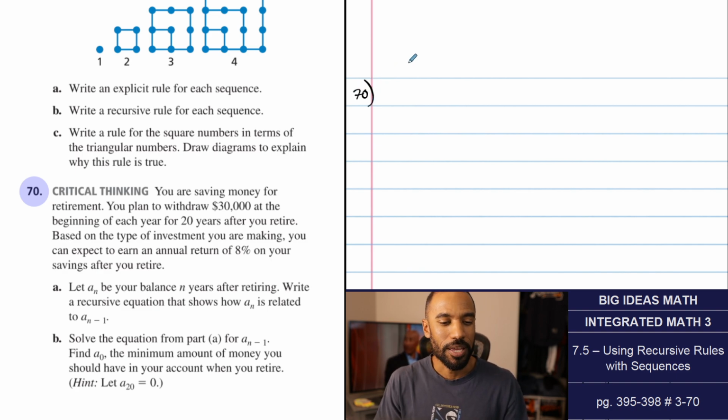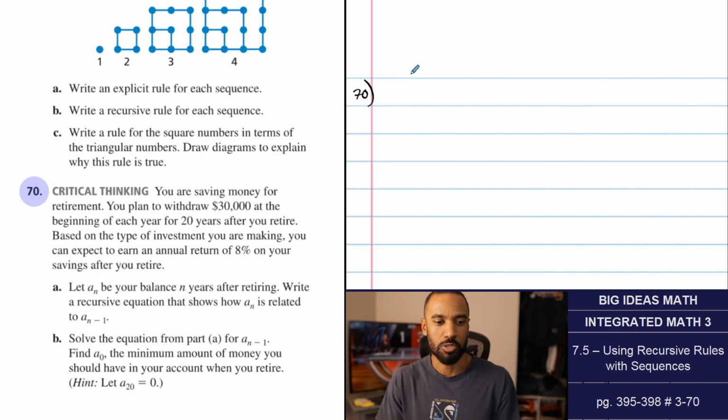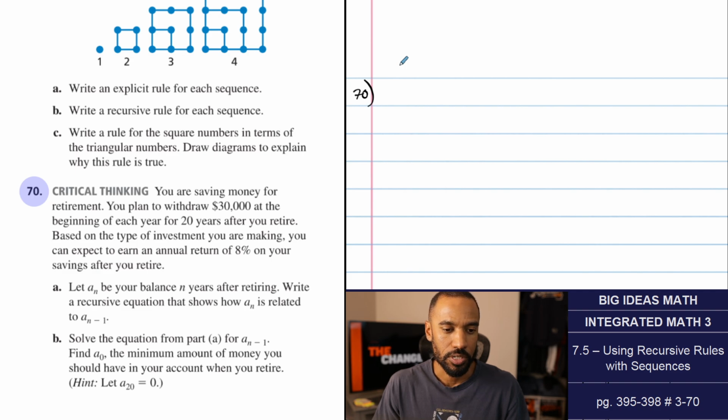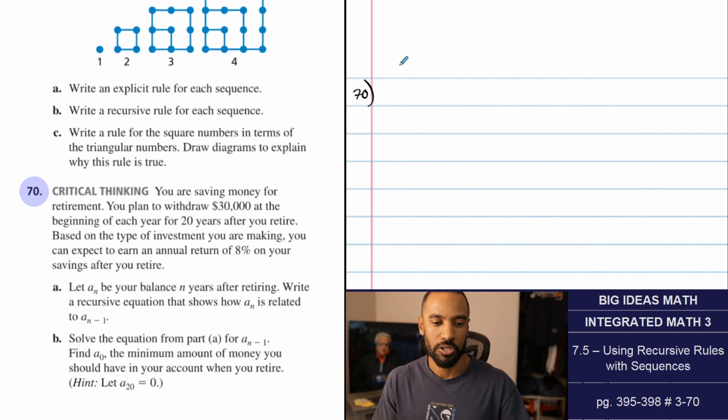You plan to withdraw $30,000 at the beginning of each year for 20 years after you retire. Based on the type of investment you are making, you can expect to earn an annual return of 8% on your savings after you retire. So you retire and then the annual return. Okay. Let A sub n be your balance n years after retiring. Write a recursive equation that shows how it's related to A sub 1.